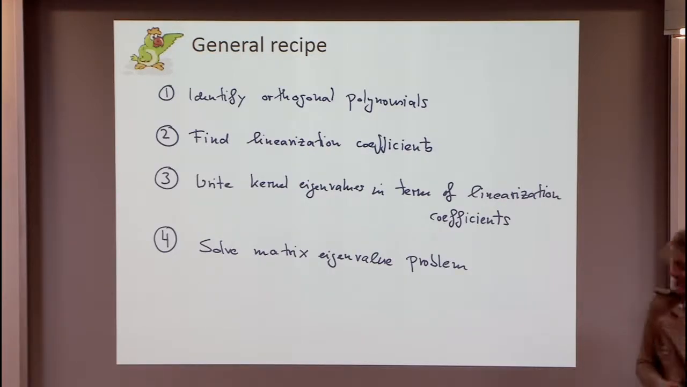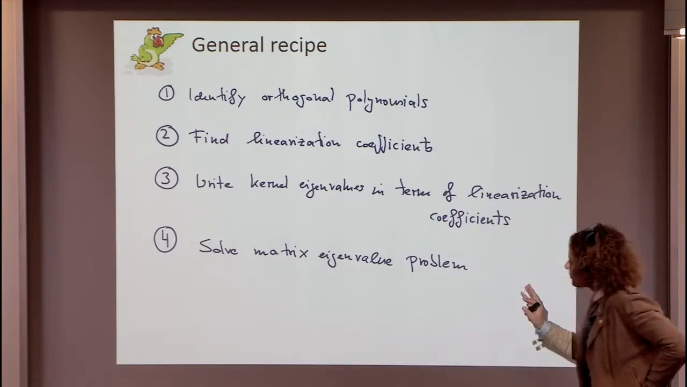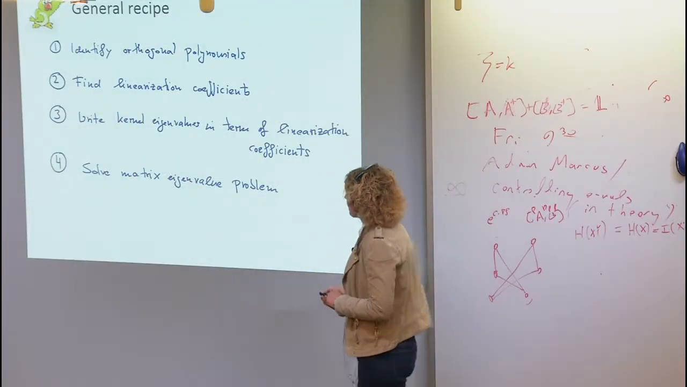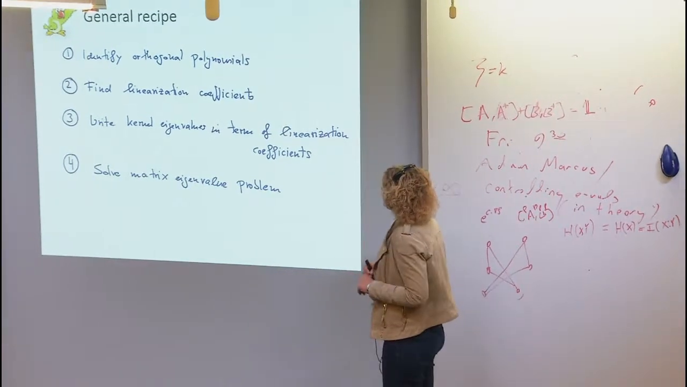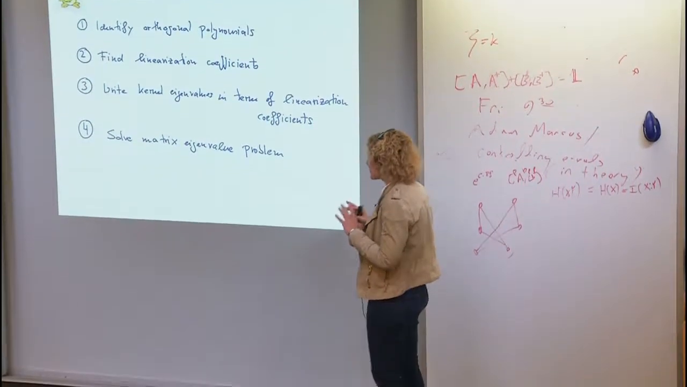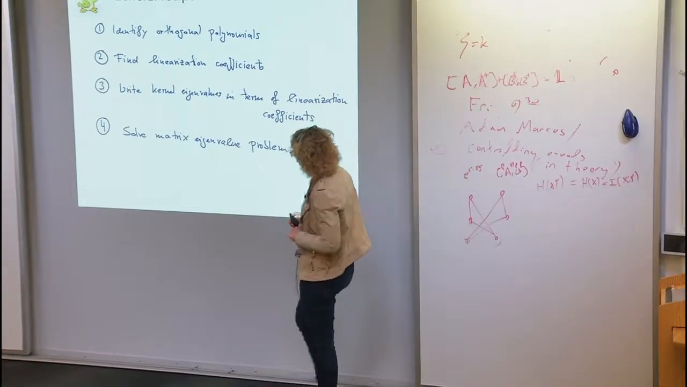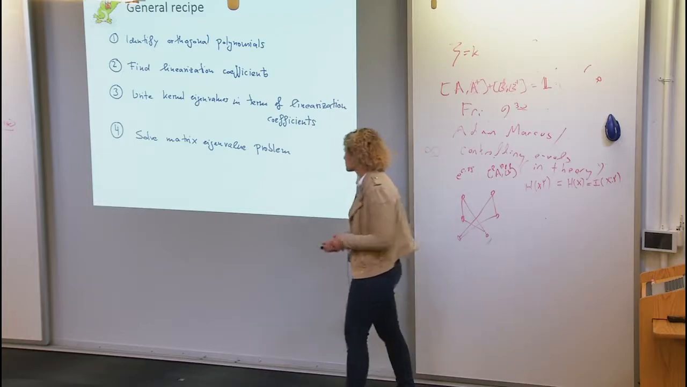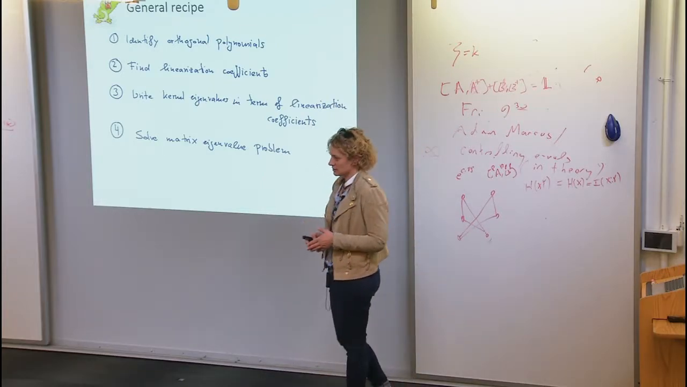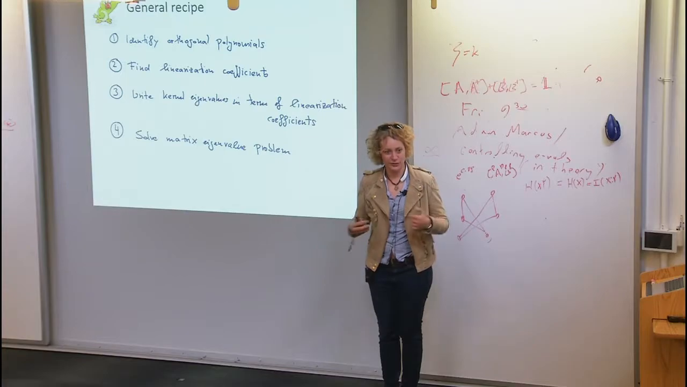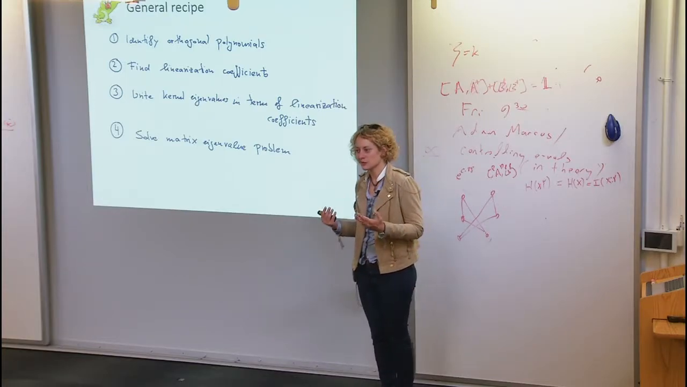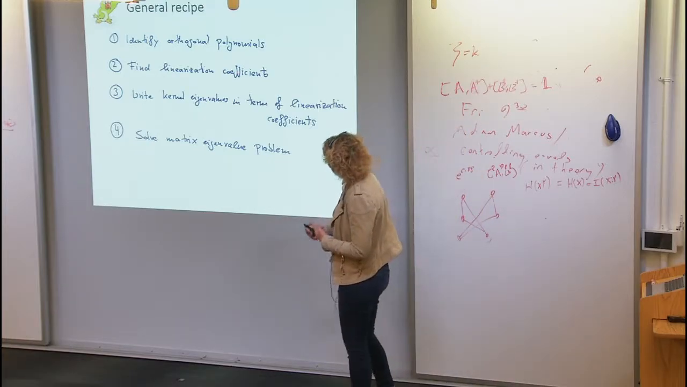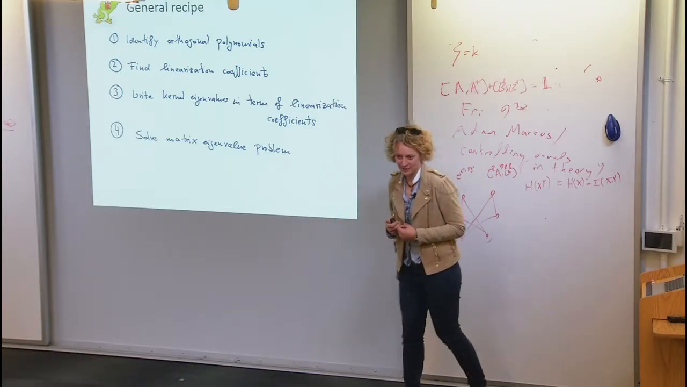Almost done. So what I wanted to say is that I'm discussing the case of the sphere and the cube, but there's a general recipe. Basically, you identify the relevant orthogonal polynomials. You find the linearization coefficients. All of this, of course, is not so easy. You write the kernel eigenvalues in terms of these linearization coefficients. You solve this eigenvalue problem. Of course, you don't necessarily have to do this. You can also just guess a kernel and then use that one. If you can compute its eigenvalues, you're in business. But if you wanted to optimize over kernels, then you could follow this procedure.